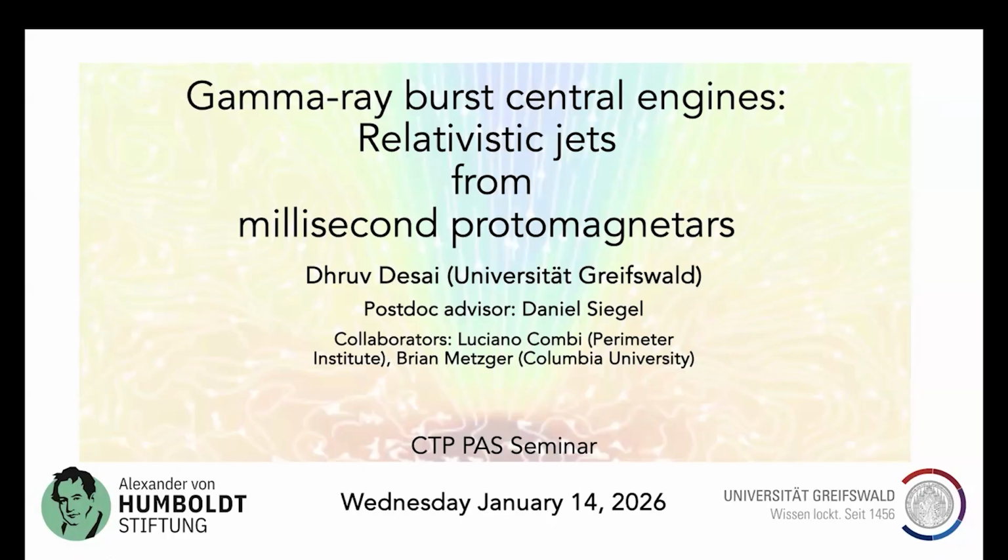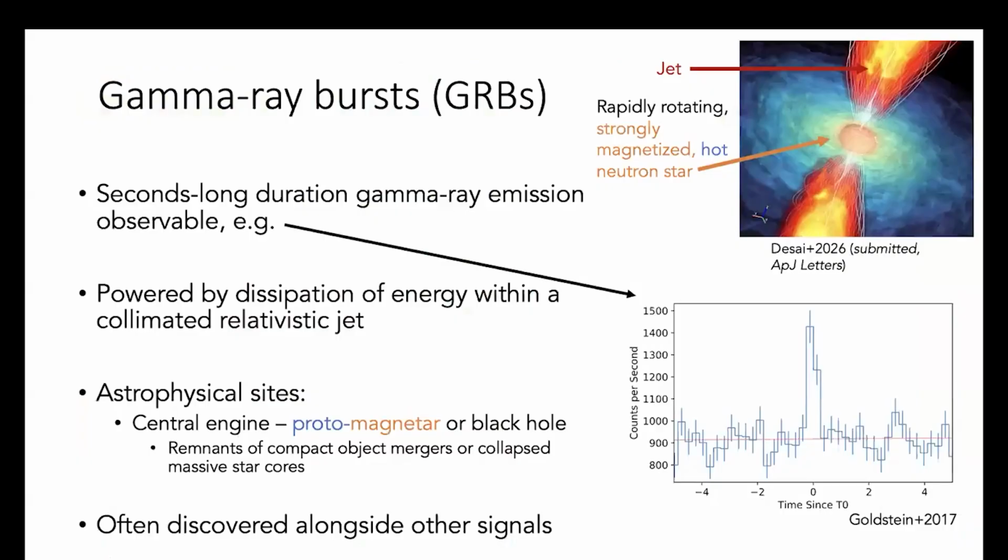Okay. So I'll focus mostly on the paper I just submitted, and that's about relativistic jets from millisecond proto-magnetars and how these can be central engines for gamma ray bursts. Let me just make this small.